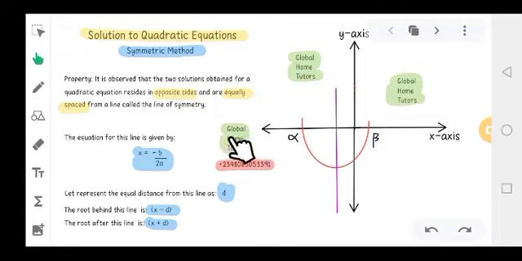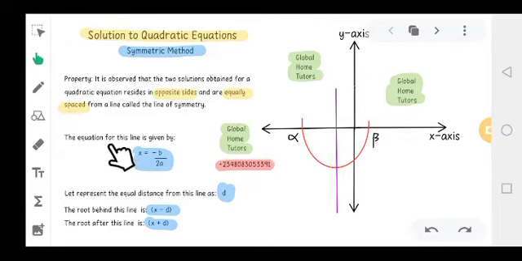Okay, now what do we mean by the method of symmetry? Let me say that again. The method of symmetry simply utilizes the property that whenever we have two solutions to a quadratic equation, there is a line which passes through their midpoint. That is, alpha and beta are equally spaced from this line. The distance of alpha to this line is the same as the distance of beta to this same line. Good.